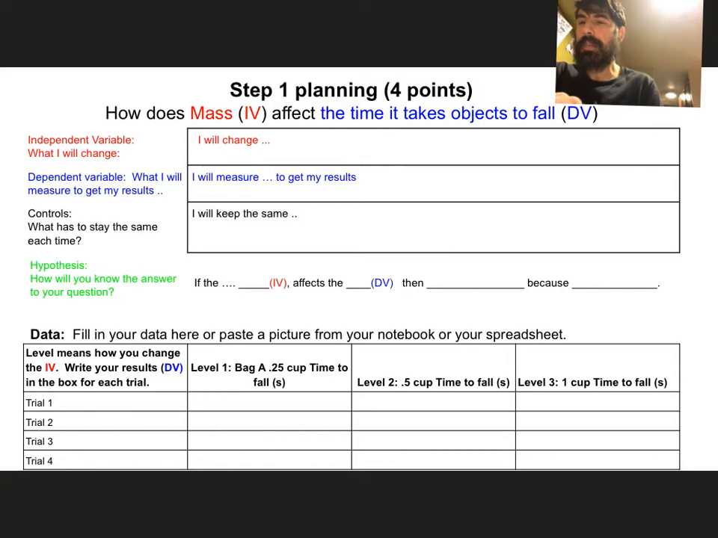This is your data table. Your 3 columns for bag A, bag B, and bag C. Each of your levels, each of your trials, that is, goes right here. You already collected this. You can copy and paste from Google Sheets. You can paste a photo from your notebook, or you can type your data in each of these boxes. But this slide is all things that you've already done that you just need to complete. Make sure you complete the entire slide to earn credit.